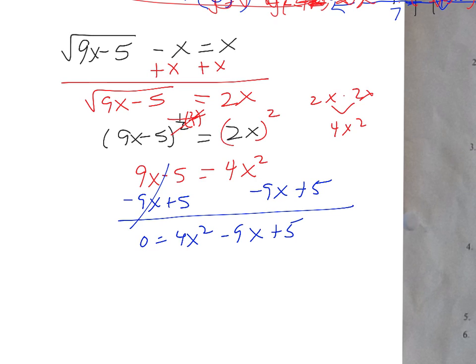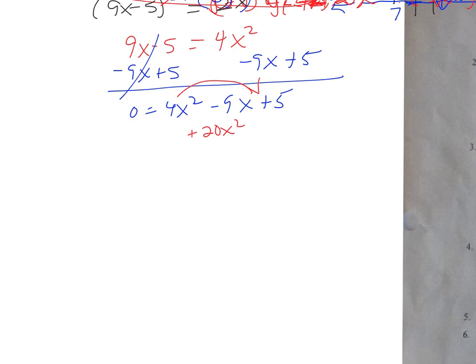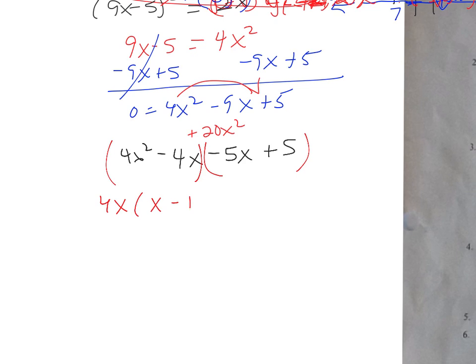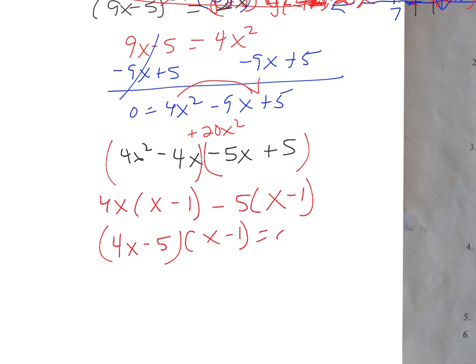All right, so now we're going to factor. So I'm going to multiply the first times the last. I get positive 20x squared. So what numbers multiply to 20x squared and add to negative 9x? That would be 4x and 5x. They have to be the same signs. They're both negative to get negative 9x and positive 20x squared when we multiply. Bring down the 5, bring down the 4x squared. And then we'll factor by grouping. So the GCF is 4x times x minus 1. GCF is negative 5 times x minus 1. So my factors are 4x minus 5 and x minus 1 equals 0.